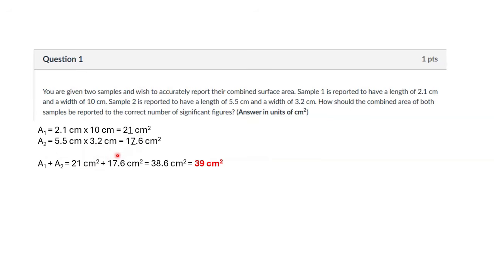The rule for propagation of significant figures through addition or subtraction is that you should keep the decimal place associated with the largest significant figure decimal place in any of your inputs. In this case, the significant figures in both cases happen to be in the ones place, so we would report our answer to the ones place, meaning 38.6 square centimeters should be reported as 39 square centimeters.